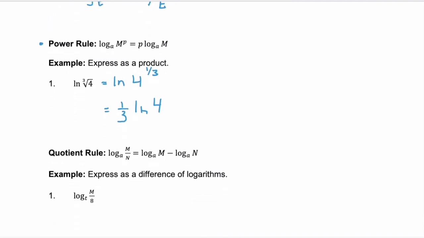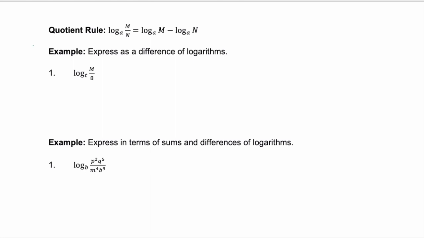The next rule we have is the quotient rule. And the quotient rule tells you that if you have the log of something that's being divided, you can separate the numerator and the denominator into separate logs. So in this example, we have m divided by 8. So the numerator becomes its own log. So log, we keep that same base of t and we put the numerator minus log. Remember, we have to keep the same base of t, and then we have the denominator.